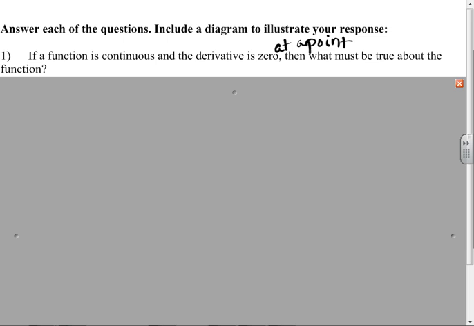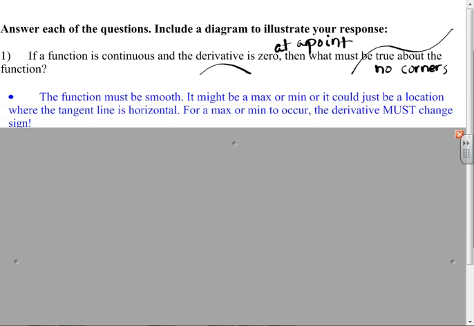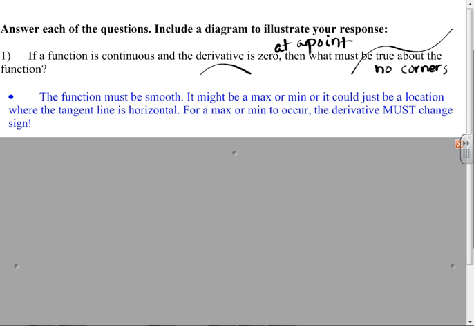Not necessarily a max or min. Just because the derivative is 0, remember that's a candidate. They're not necessarily winners. But the function's going to be smooth. There'll be no corners, no abrupt changes. If the derivative is 0, then the function is changing smoothly. That's what I wanted to get out of that. Once we get that idea, we can do the next one. The function must be smooth. It might be a max or min, or it could just be a location where the tangent line is horizontal.